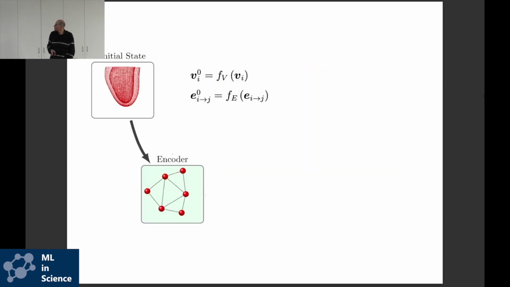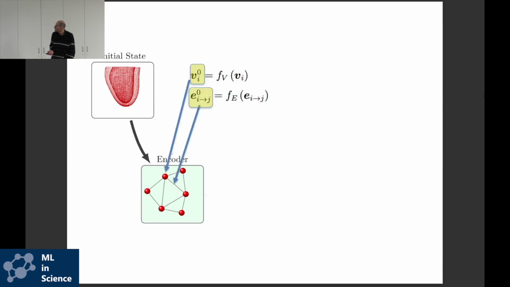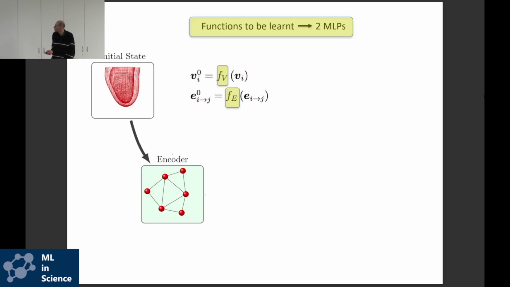So our nodes are located in the original physical space. The edges are in the physical space. The edges are just differences of the coordinates of the nodes that we connect. And then our state vector associated with the node is a vector that gives us information about the fiber orientation and an indicator whether it's on the boundary or inside. Then we map that into this high-dimensional embedding space. That has to be learned with the neural network, a multi-layer perceptron.